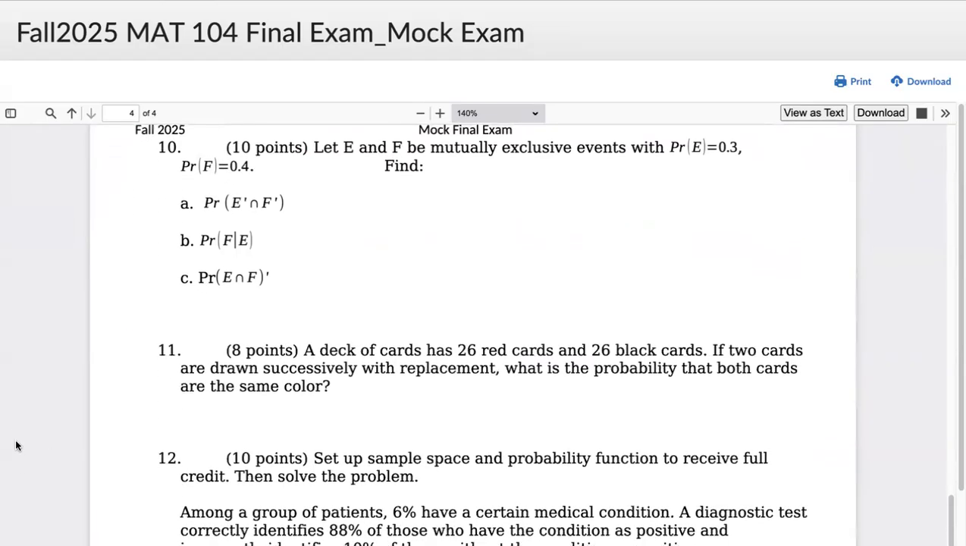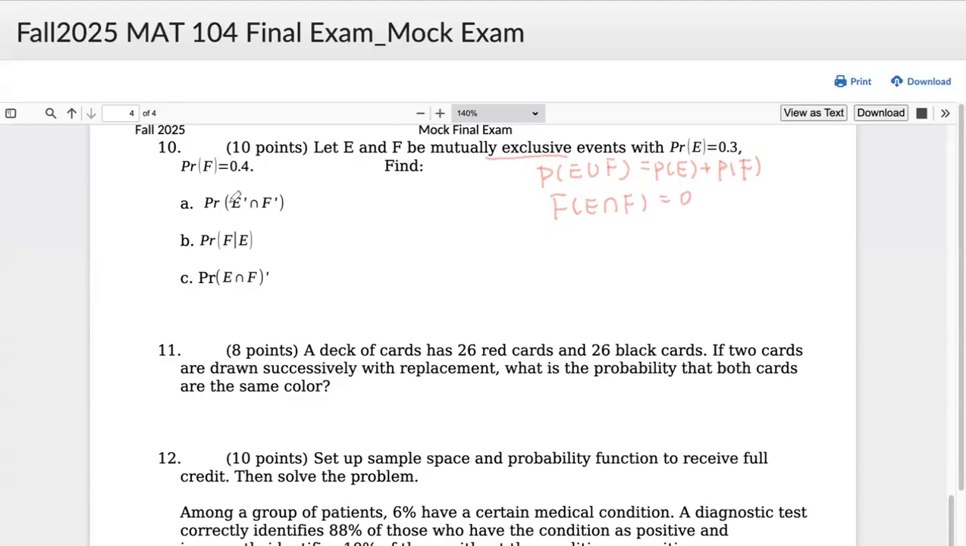Let's see, question 10. Given E and F are mutually exclusive. Mutually exclusive means the probability of E union F equals the probability of E plus the probability of F, and the probability of E intersect F equals 0. Okay, that's what the mutually exclusive property gives us.